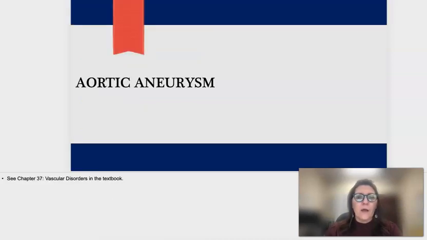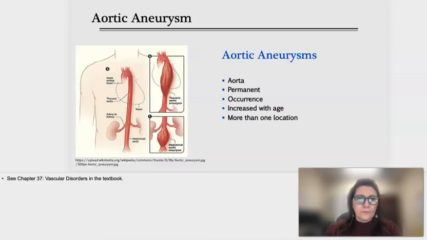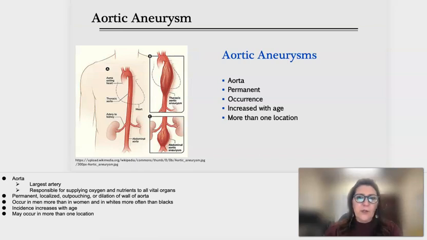Aortic aneurysm. Aortic aneurysm, so it has to do with the aorta. Brilliant, in case you didn't figure that out. The aorta is the largest artery. It's responsible for supplying oxygen and nutrients to all the vital organs, so very important, because what did we talk about on the very first slide? You have to have oxygen. Without oxygen, you have pain, and things don't do well without oxygen. It is permanent, its occurrence increases with age, and usually more than one location.